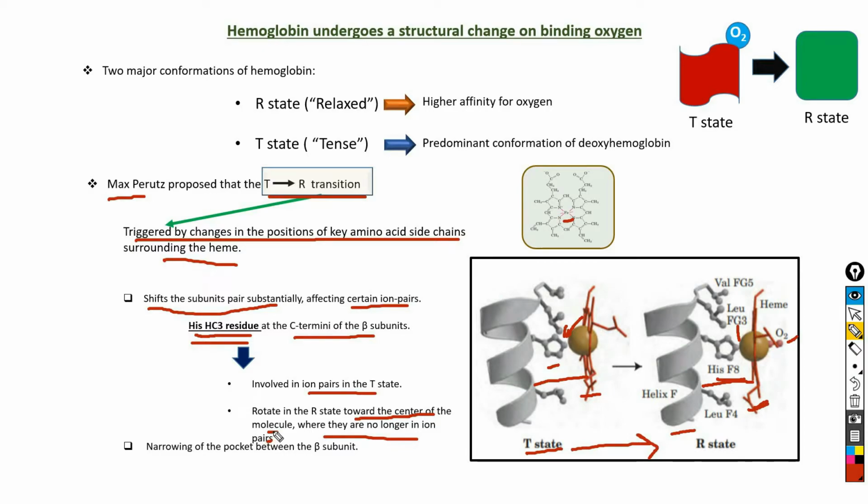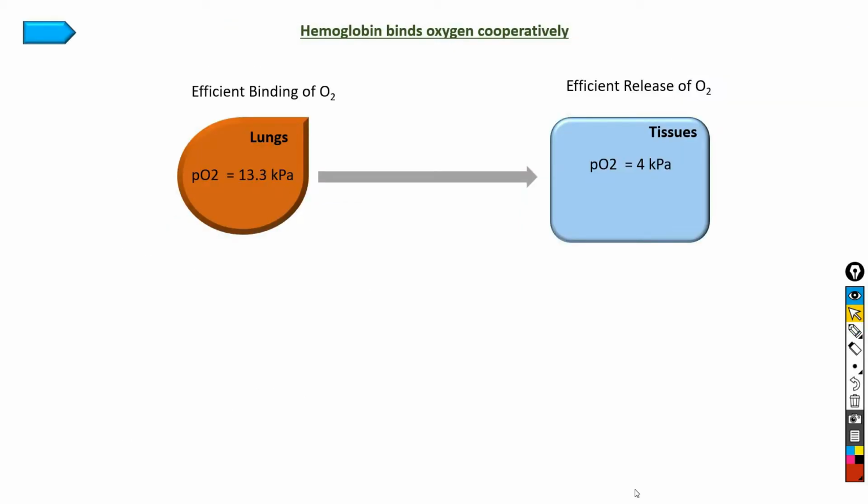Second one is there is narrowing of the pocket between the beta subunits. And third one is the binding of oxygen to heme iron changes the conformation of porphyrin from slightly puckered to a more planar conformation. So till here we have discussed there are two major conformations of hemoglobin, that is the R state and the T state.